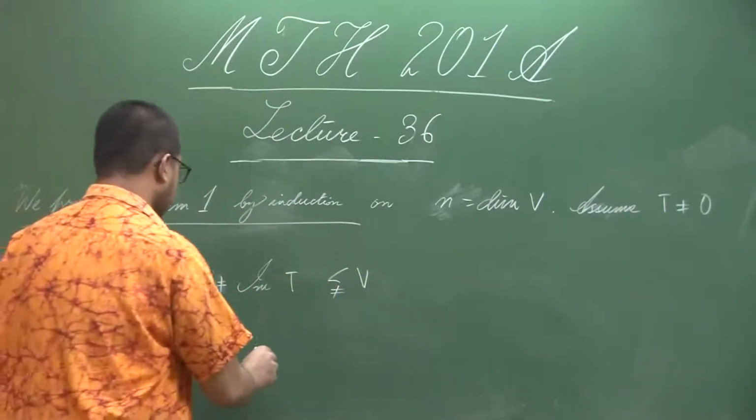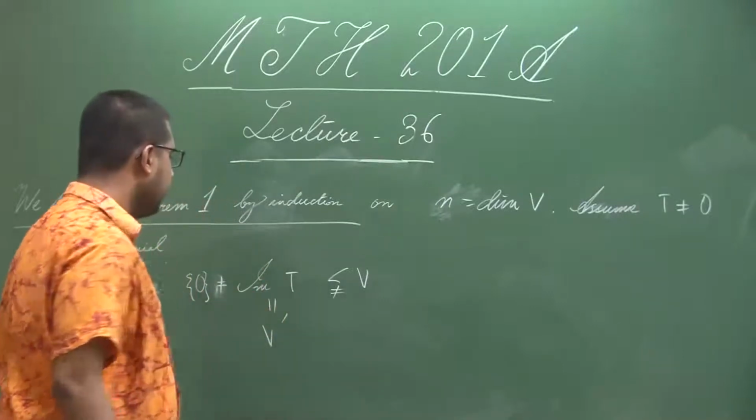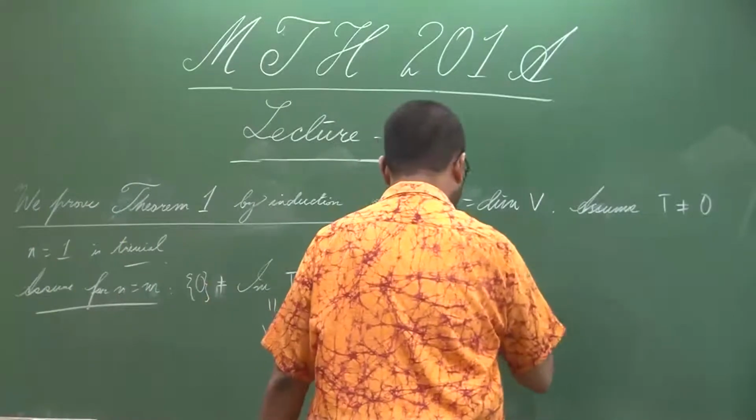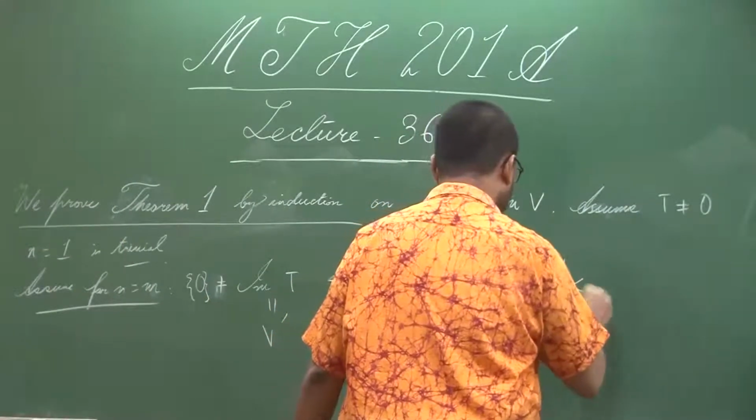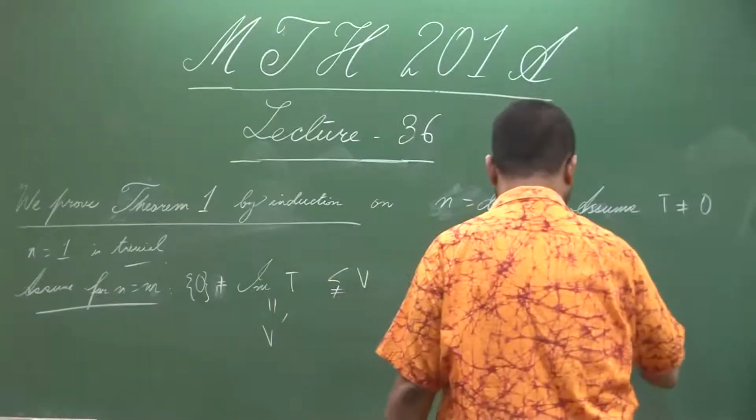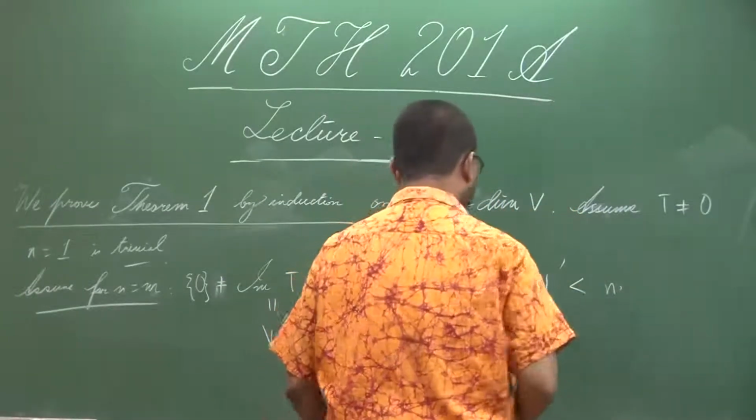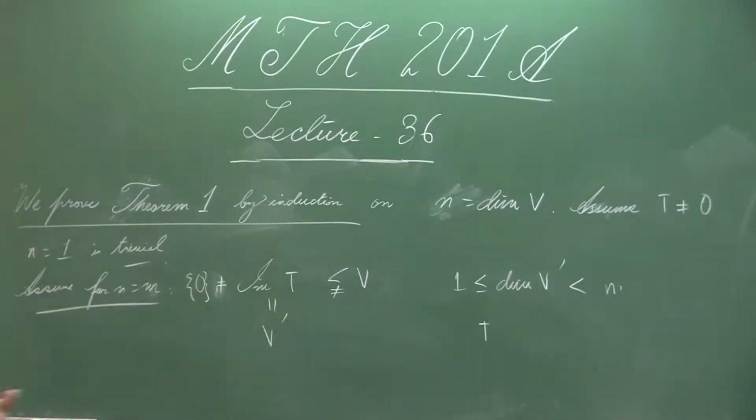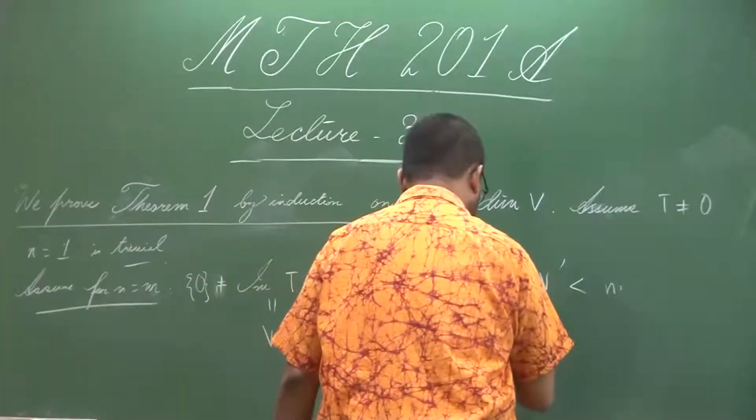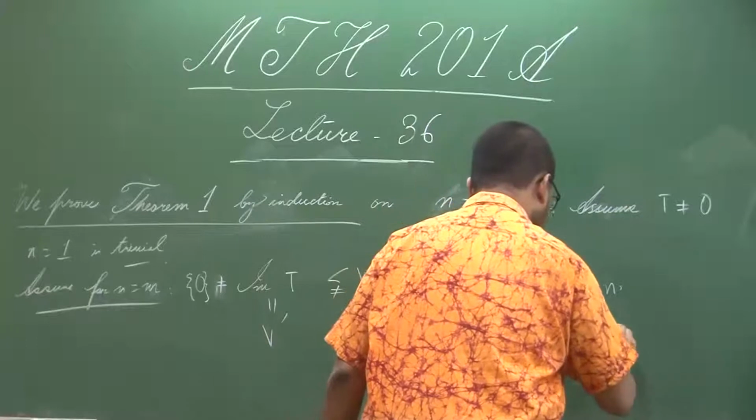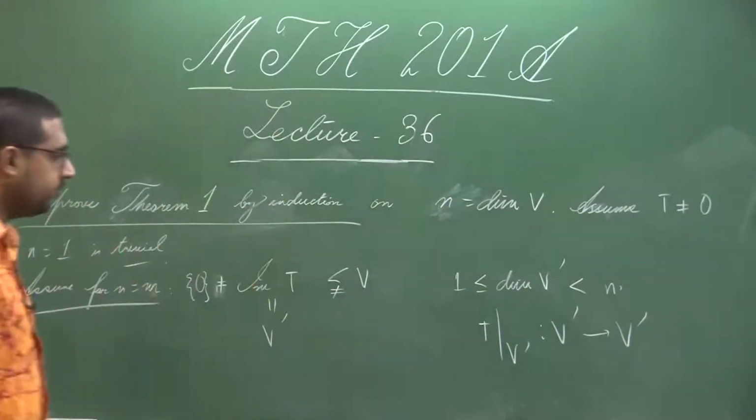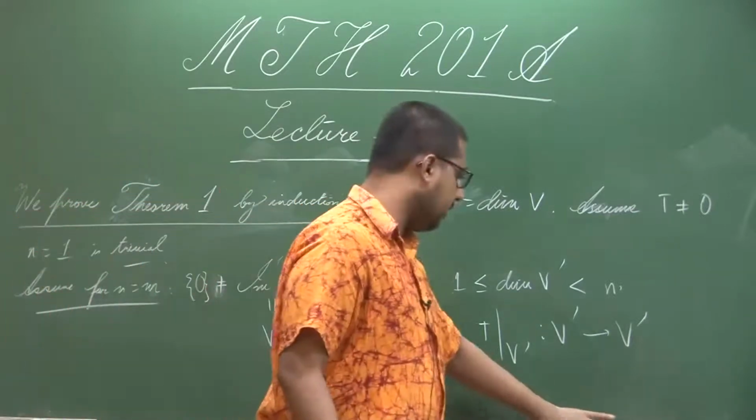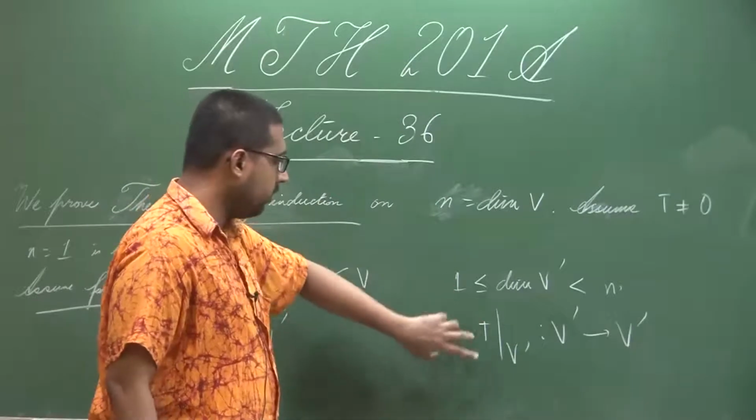So, the image of T, if we call it V prime, is a proper subspace of V, that is, the dimension of V prime is strictly less than n. As T commutes with T, the image of T is invariant under T, right. So, therefore, we can talk about the restriction of T on V prime.